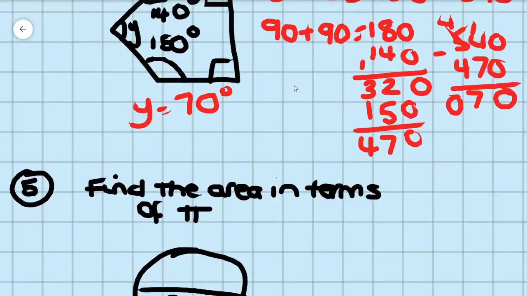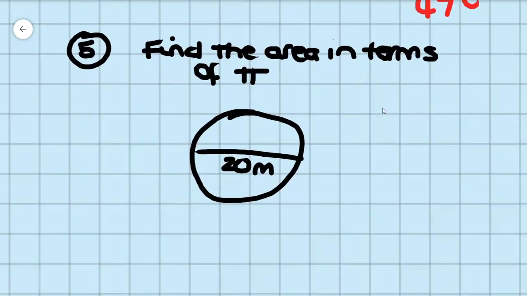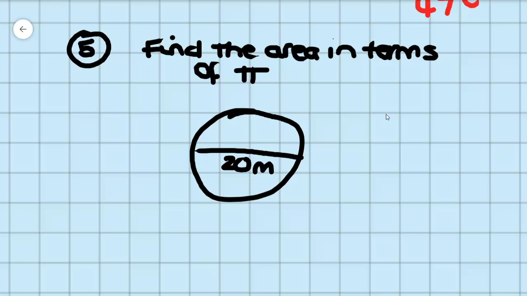Okay, number 5. Find area in terms of pi. So I don't need a calculator for this one. I just need to know the formula for area of a circle, which is pi times r squared. R is the radius.